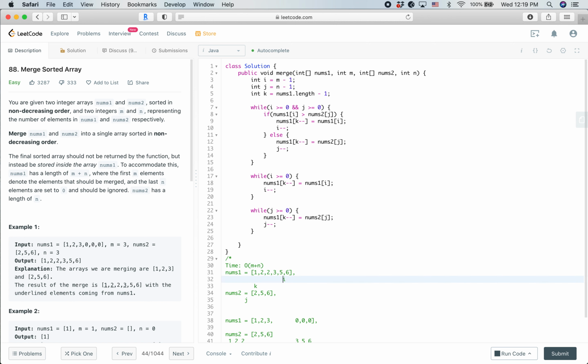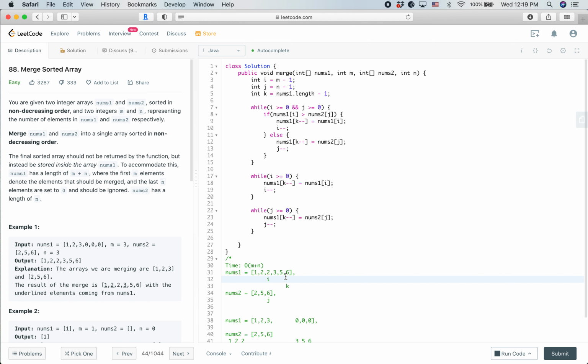So we have a pointer i pointing at the end of the numbers in nums1, and j at the end of nums2, and k also at the end of the array, which is the starting point for the final results. So we compare the elements at i and j, and whichever is larger, we push it into the final result, which is the slot that k points to.